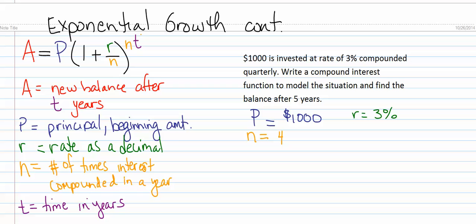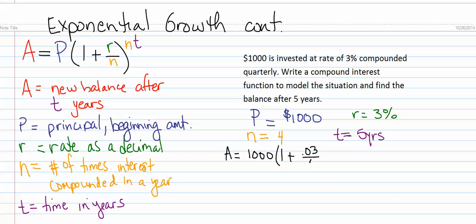And we want to write a compound interest function to model the situation and find the new balance after 5 years. So our time is 5 years. Okay, so we need to take that information and put it into the appropriate spot in the formula. And I'm just going to use black here because it's going to be hard to switch back and forth. So the principal is $1,000, and I'm just plugging the numbers in as I see them pop up in this formula. Then I have a 1 plus my rate as a decimal, which should be 0.03.